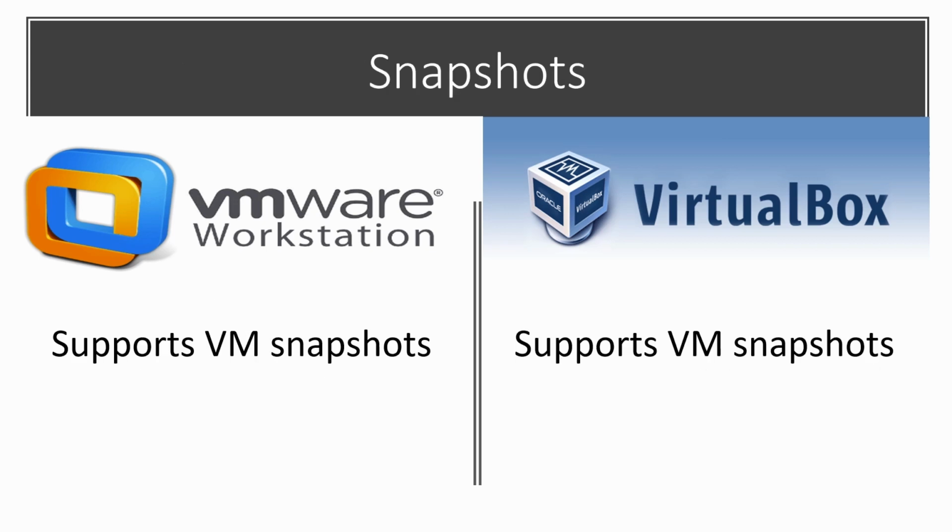Next, we will talk about snapshots. A snapshot is a saved state of a virtual machine at a specific point in time. At any later time, you are able to return to the same state repeatedly. You can save multiple snapshots of your virtual machine as long as there is enough disk space on the host machine. Snapshots are usually used for backup and recovery. Both VMware Workstation Pro and VirtualBox support VM snapshots.